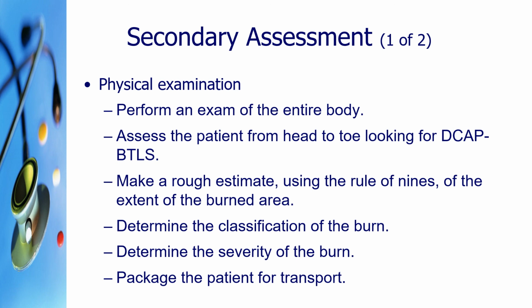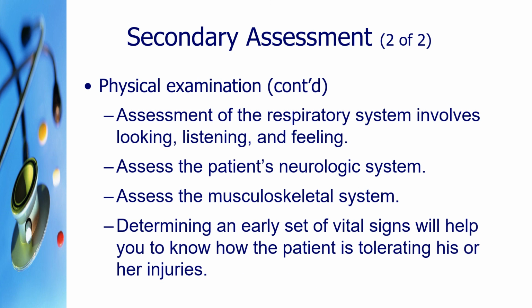Now you're going to go down to your secondary assessment. You're going to do a physical examination again, performing an exam of the entire body. Assess the patient from head to toe looking for DCAP-BTLS. Make a rough estimate, using the rule of nines, of the extent of the burn area, determine the classification and severity of the burn, and package the patient for transport. You're also going to assess the respiratory system by looking, listening, and feeling. Assess the neurological system and the musculoskeletal system. Determine an early set of vital signs to help you know how the patient is tolerating his or her injury.